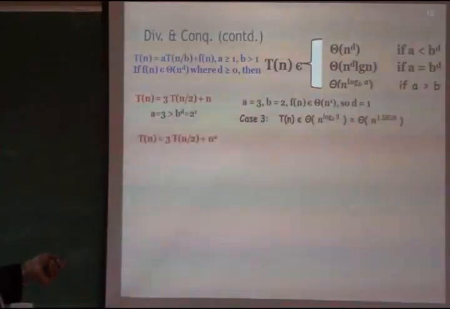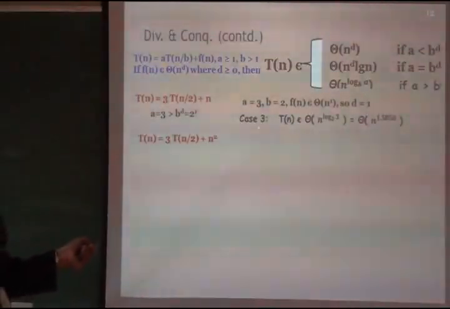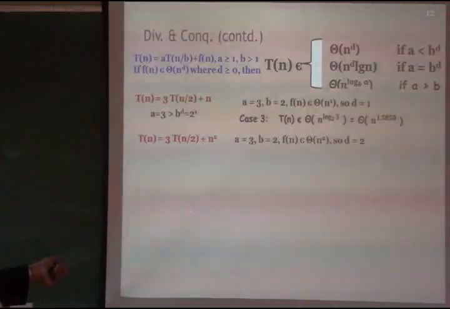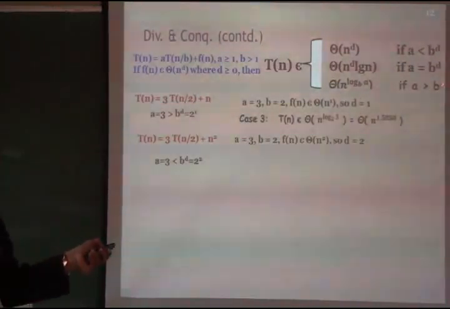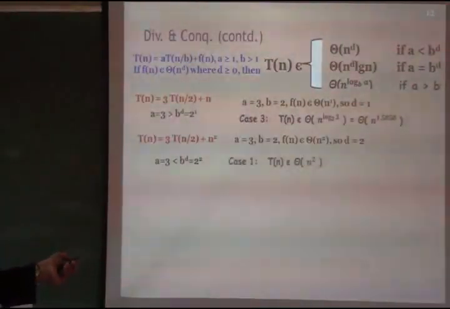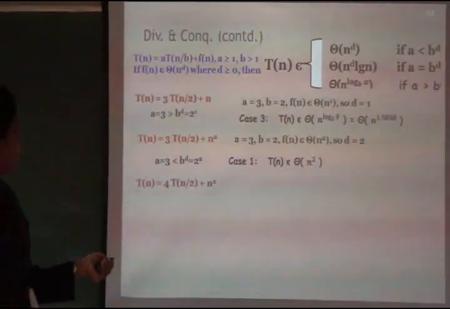Now look at 3T(n/2) + n squared. Here a is 3, b is 2 and d is 2. So what is b to the d? 2 squared is 4. So 3 is less than 4, a is less than b to the d, and in that case it will be the first case. So the time required to solve the problem is order of n squared.